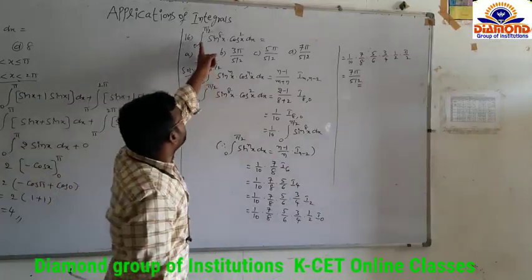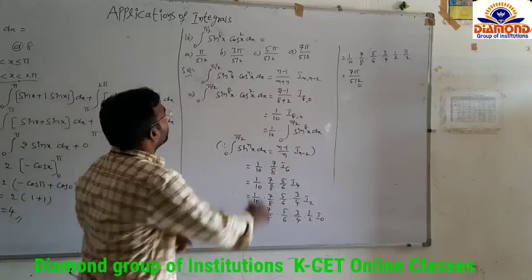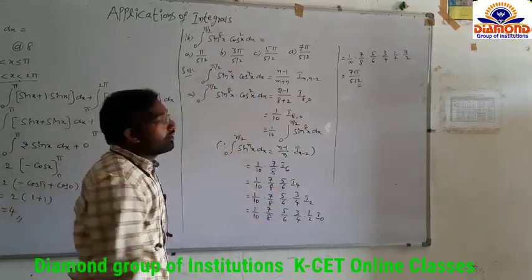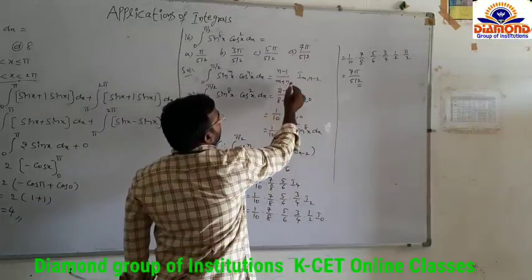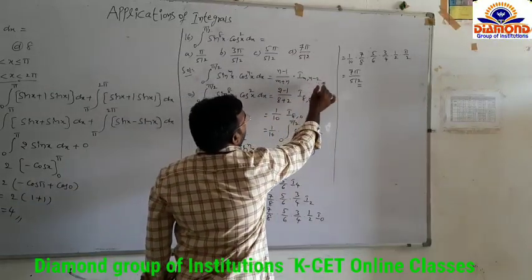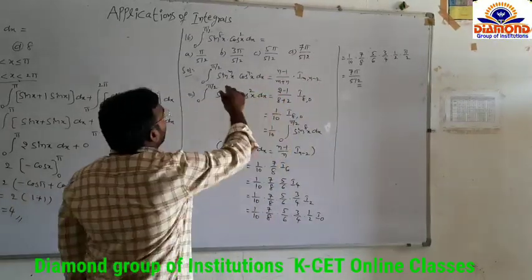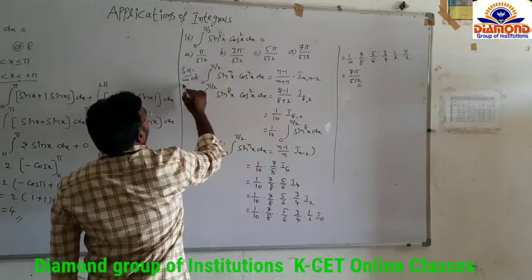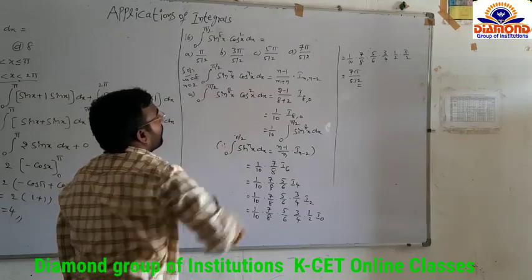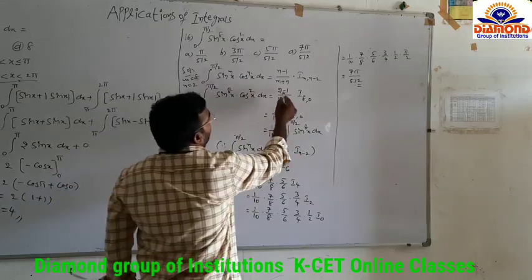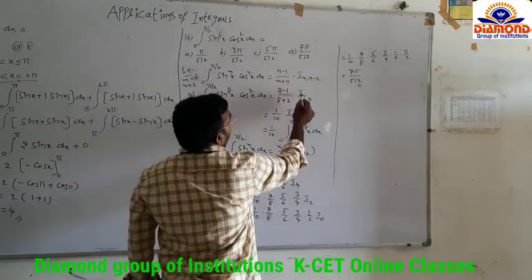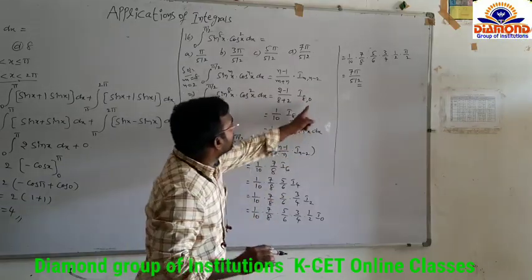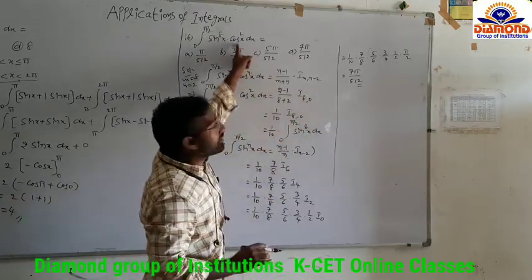So this depends on the formula: integration 0 to pi by 2 sin power mx into cos power nx dx equals n minus 1 by m plus n into I m comma n minus 2. Here the m value is 8 and the n value is 2. Substitute in the formula. What you get? 2 minus 1 by 8 plus 2 into I 8 comma 2 minus 2, which is 0. So here this cos term is eliminated.